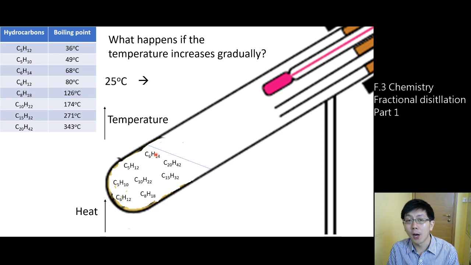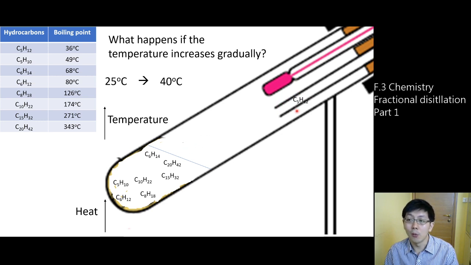So if the temperature now increases to 40 degrees Celsius, what will happen? See from the table, one of the hydrocarbons, C5H12, has a boiling point of 36 degrees Celsius. So we heat the mixture from 25 degrees to 40 degrees Celsius. Of course, it will reach 30 degrees Celsius, and then 31, 32, 33, 34, 35, 36. When it reaches 36 degrees Celsius, it reaches the boiling point of C5H12. It will boil and leave the mixture. Eventually, it will have nowhere to go, but the only exit will be this delivery tube.